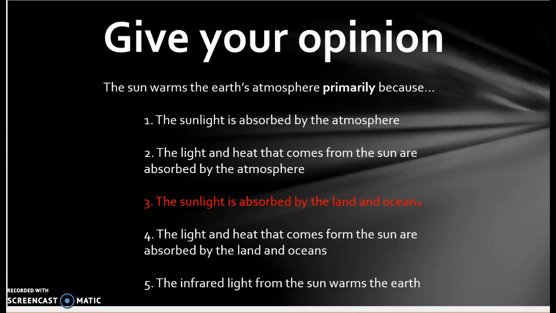And the correct answer is number 3. The sunlight is absorbed by the land and the oceans. Okay, if you think about it, we've been talking about that the whole time. We talk about radiation, and we talk about how the sun drives convection. So it's definitely number 3.